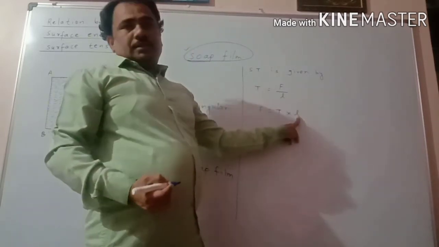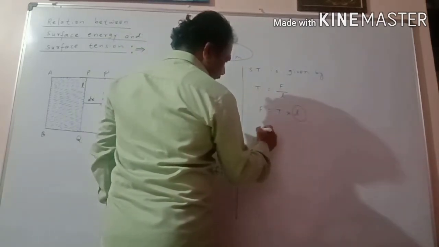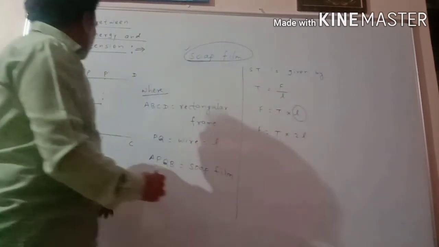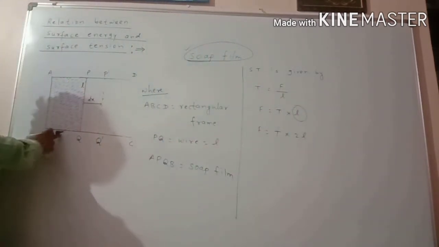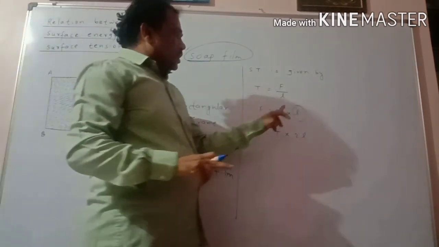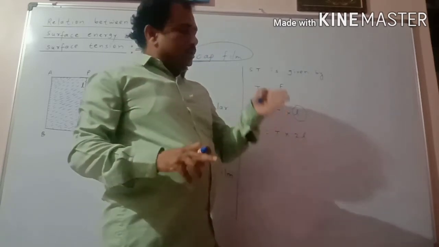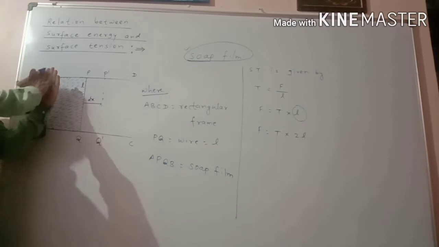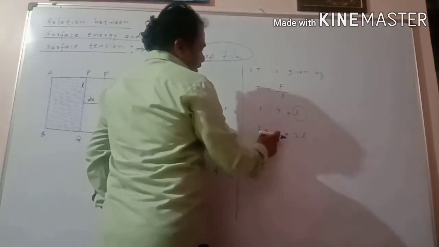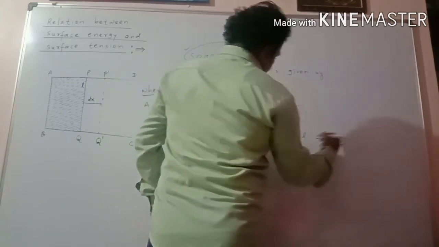But instead of this L, we have to consider 2L. Why? Because whatever soap film is here, it has two surfaces. For that purpose, instead of length L, we have to use 2L because the soap film has two surfaces. So force is equal to surface tension multiplied by 2L. This is the first equation.